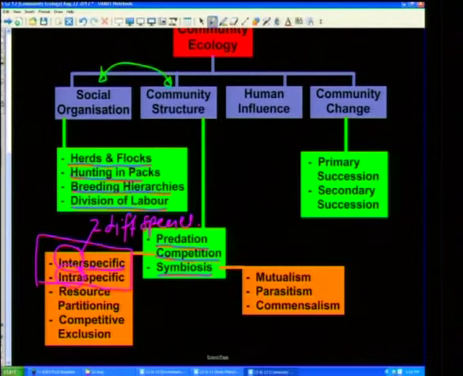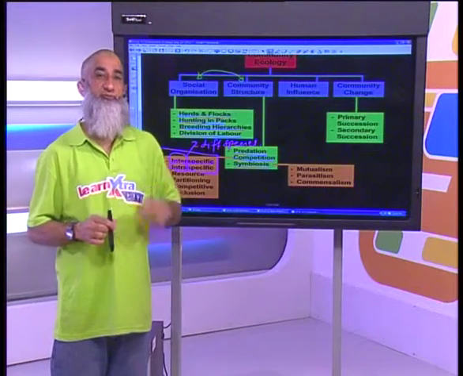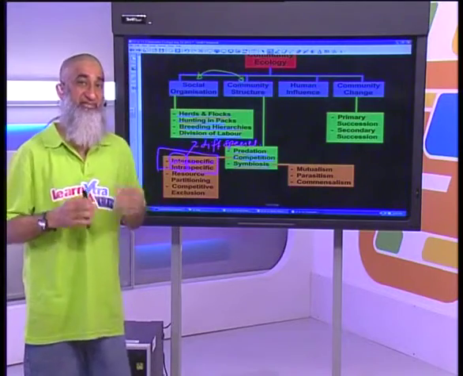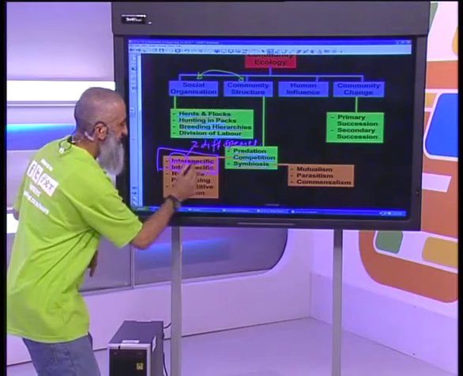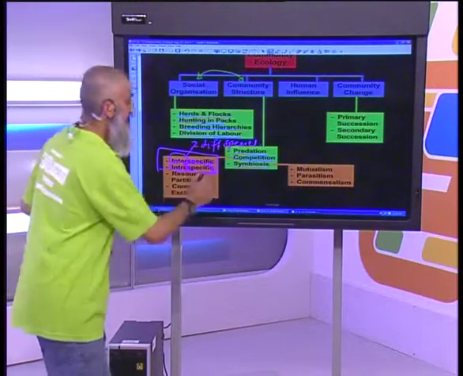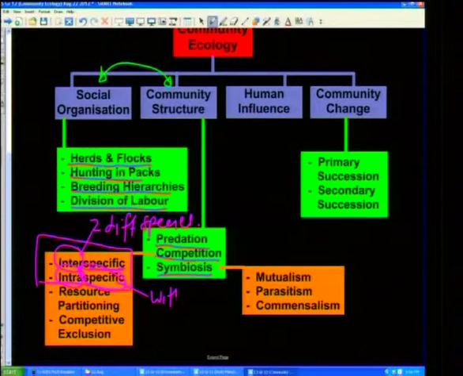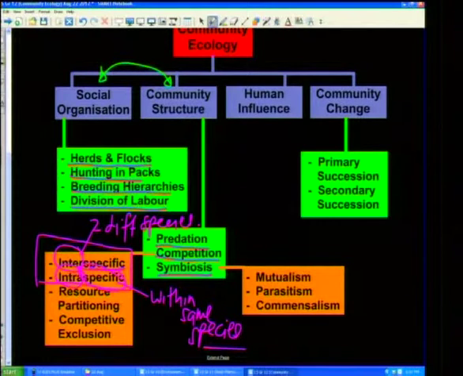And intra, if you remember your grade 10 work, you would have spoken about intracellular digestion. And in the grade 11 work also, when you're looking at the digestive system, you talk about intracellular digestion. That would mean inside the cell. Inside, in this case, intraspecific. So, within the same species. That would be intraspecific competition.